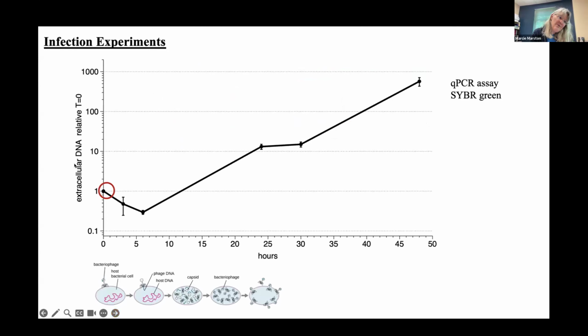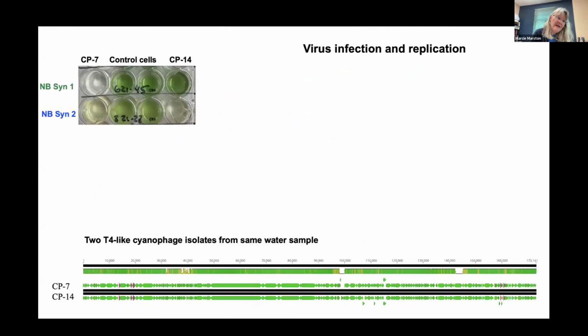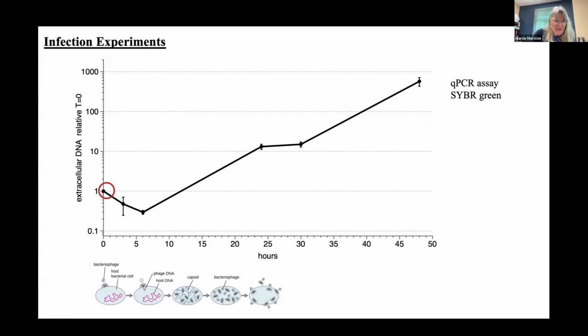And so in this case, we normalize the amount of extracellular DNA relative to time 0 here. And again, this is determined by a qPCR assay looking at the DNA polymerase gene of these viruses. First during infection, the number of viruses decreases, and that decrease occurs because the phage is attaching and entering the cell and starting to go through replication.